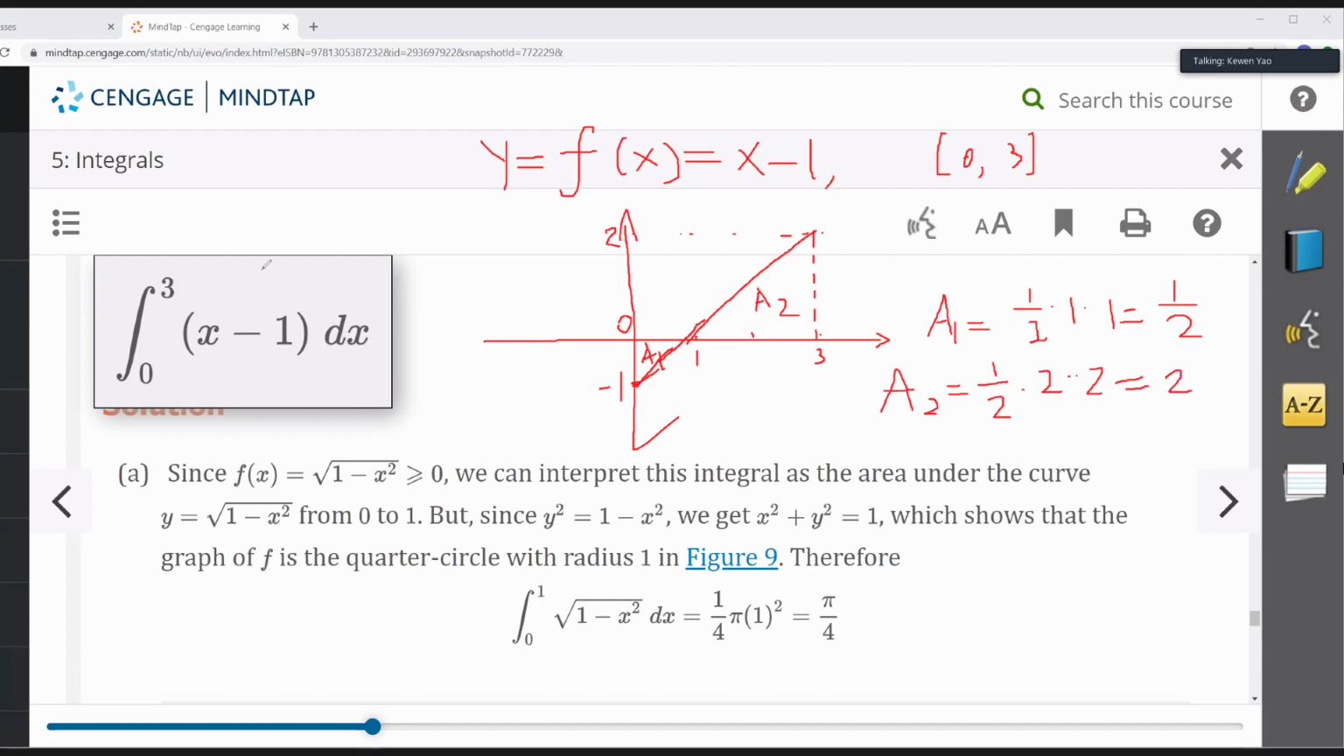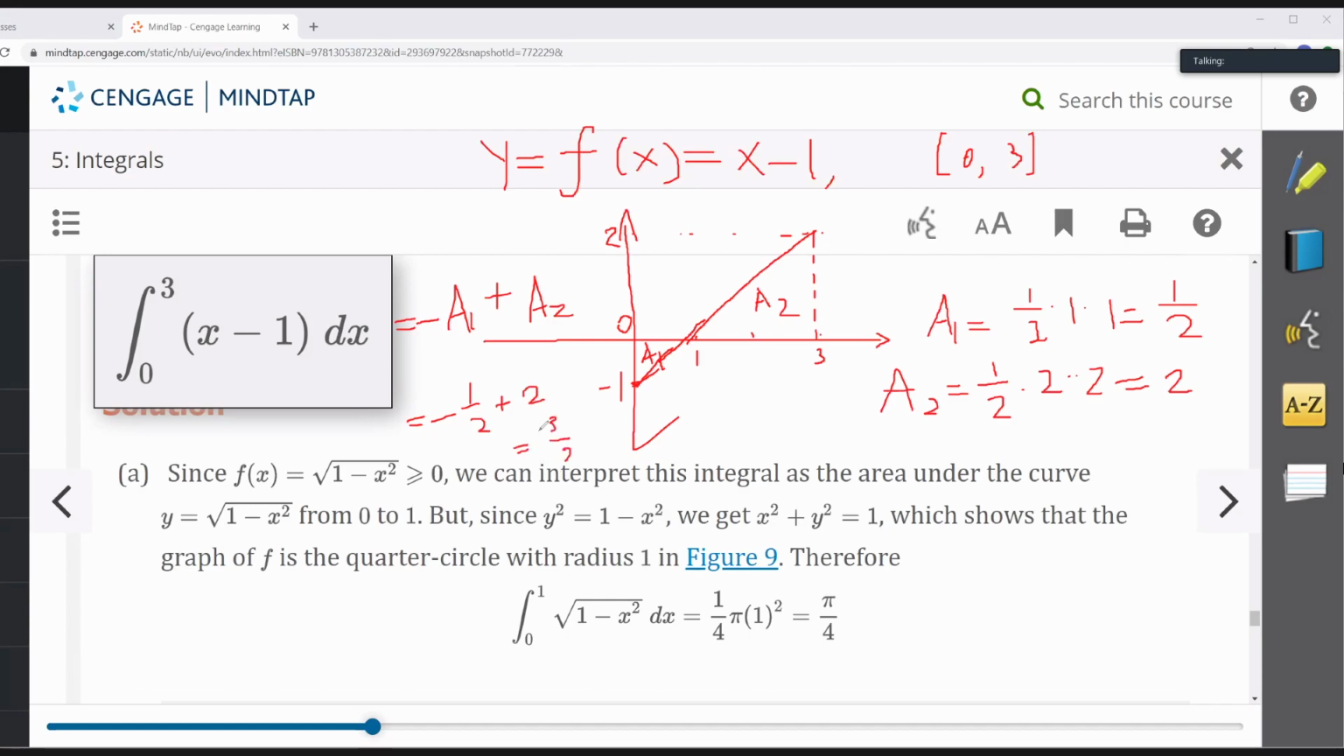Now, how to calculate this integral? It equals negative A1 plus A2, because A1 is underneath. Why negative A1? Because this graph is under the x-axis. So negative A1 is negative 1/2, plus A2, which is 2. So the answer is 3/2.